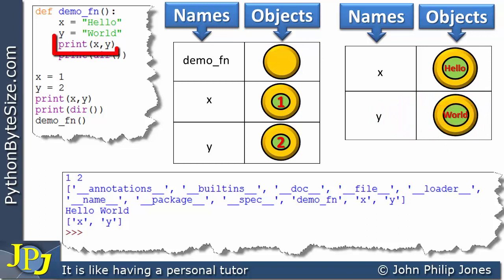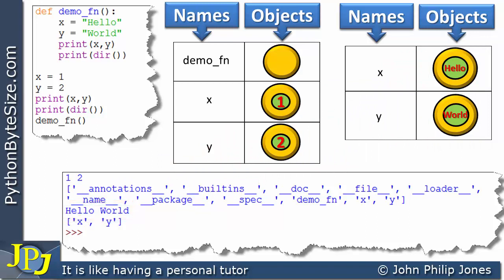Then of course we come on to this line here, and what it will do, it'll print the X and the Y. And of course on this occasion the X and the Y that's going to be printed is governed by these names, which means we're going to go to these objects, to their value, and print them to the screen. So when we come here we can see that we do in fact have the hello and the world printed out.